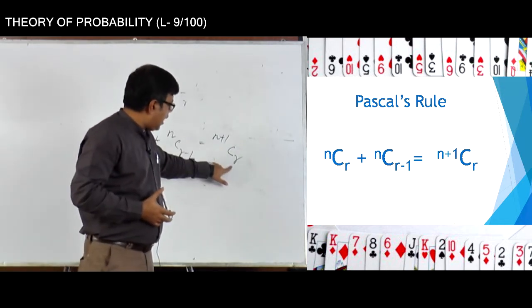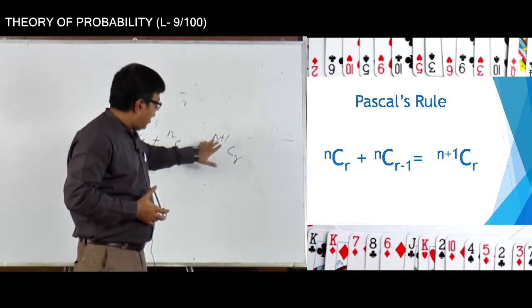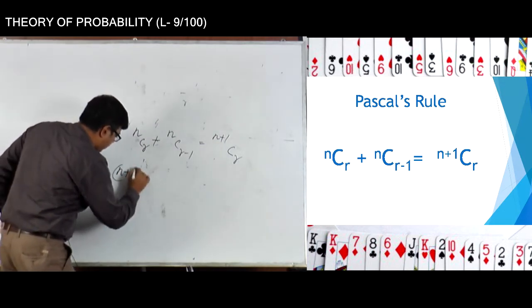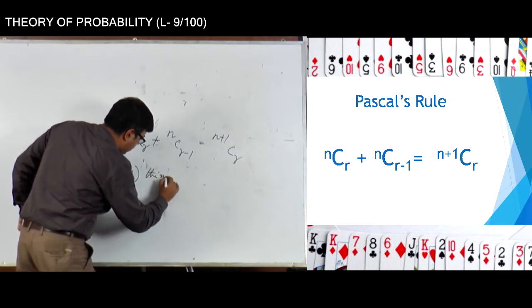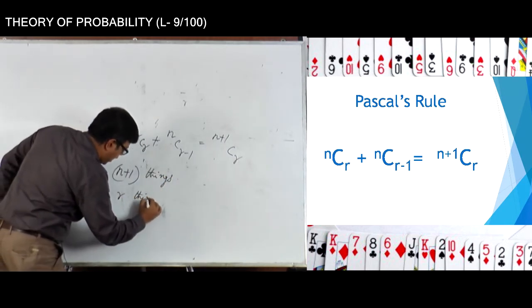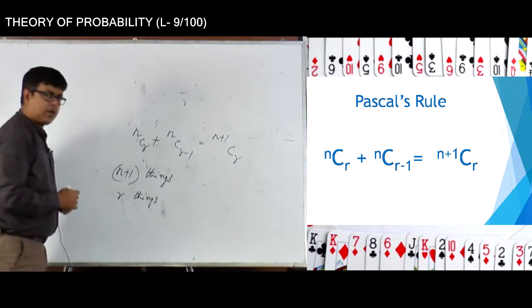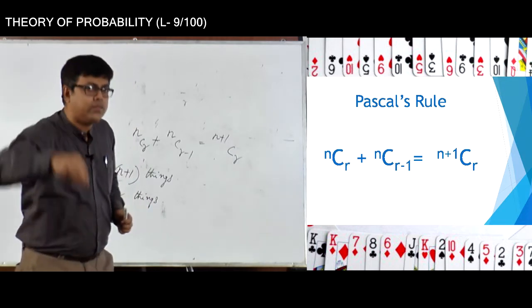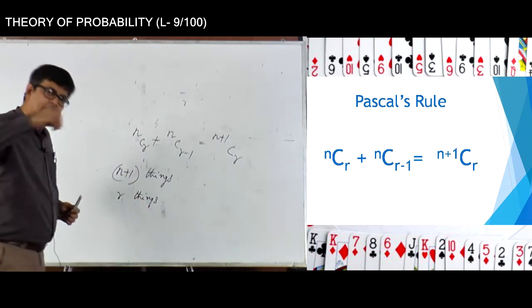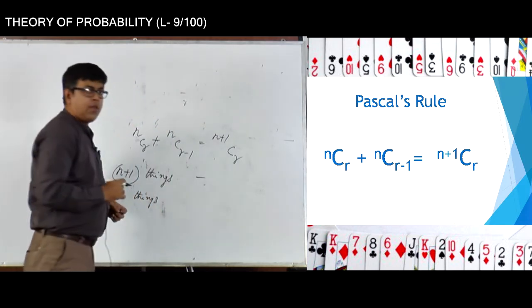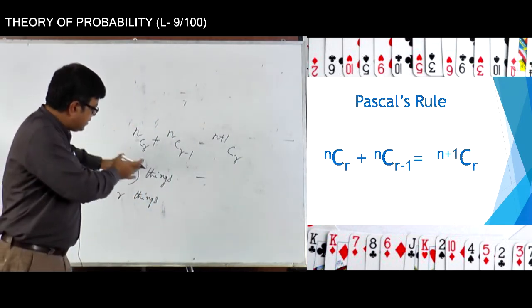We are actually selecting r things from n plus 1 things. So we have n plus 1 things, right? If you look at the right hand side, there are n plus 1 things, and you are selecting r things from them. Now, this selection of r things from n plus 1 things can be classified into two categories.